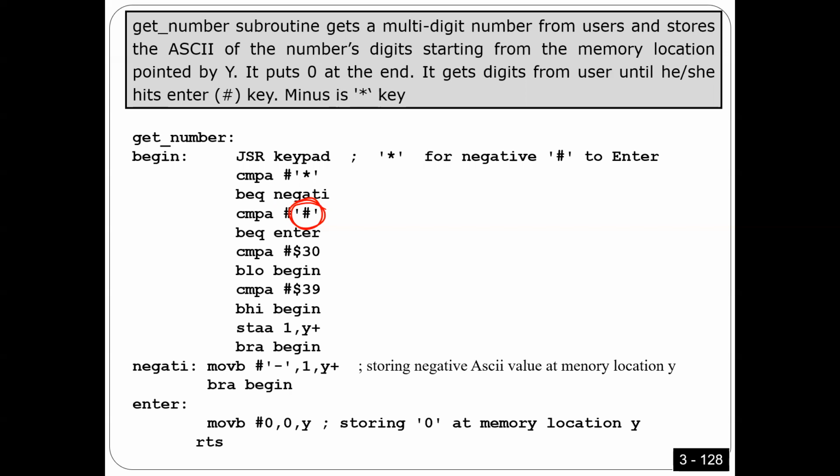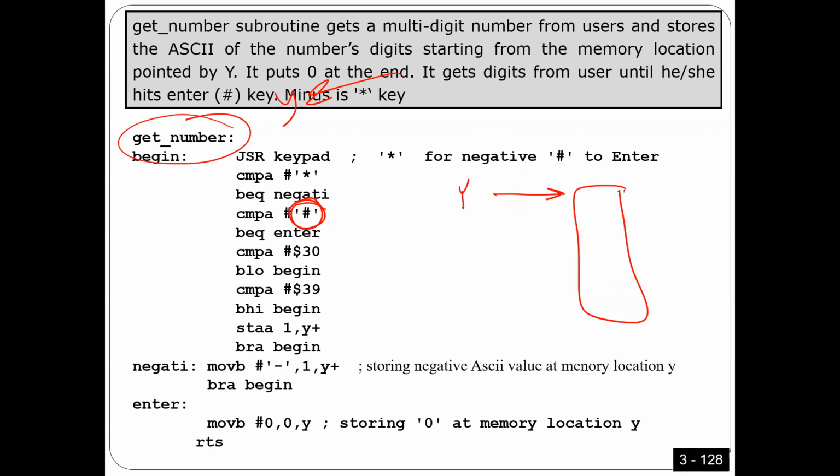Every time before you call this function, you have to give the beginning address of an array, because this function is going to take numbers and push them in an array. So before you call this function, you have to put the beginning of the array where you want to store the numbers you get from the user. You have to put the beginning address in register Y before you call this function.